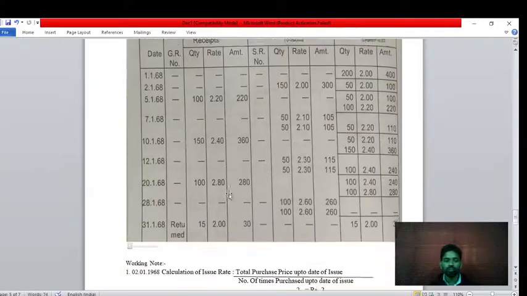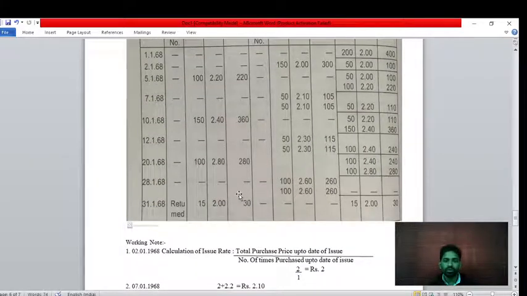Next, on 28th January 1968, issued 200 units. So on this 28th we have to issue 200 units. There are two lots. Out of these two lots we have to issue 100 units from the first, as well as 100 from the second, as the 100 stock is there. But we don't know the rate to issue, so for that purpose you have to take the average of these two. 2.40 plus 2.80 divided by 2, you will get the answer 2.60.